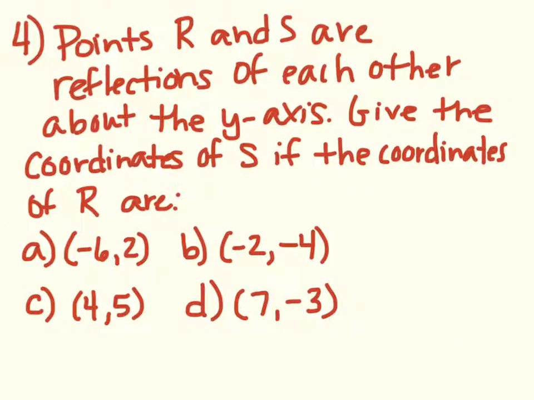Here's our last practice problem before we move on to a new idea. Points R and S are reflections of each other about the y-axis. Give the coordinates of S if the coordinates of R are the following. Once again, if it helps you to draw a coordinate plane and plot these out, please go right ahead and do it. But if you're able to visualize it without drawing the coordinate plane, you're also welcome to do it that way. Press pause while you work. We have a final idea when you come back.